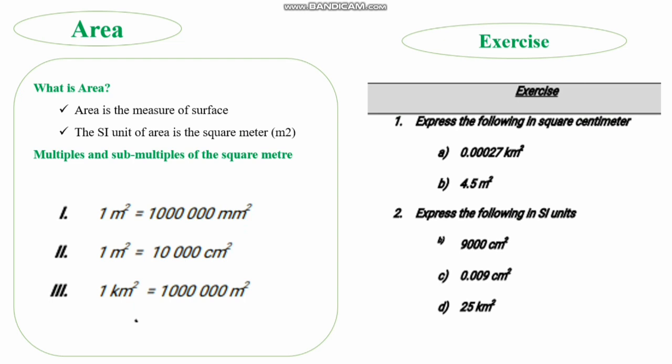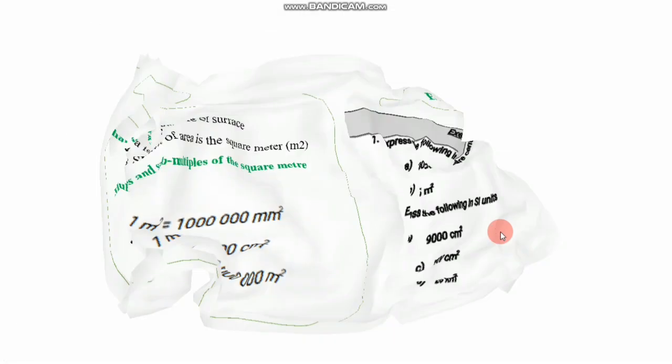The second one requires you to express the following in the SI units. Given that it is area, the SI unit of area is square meter. That means that everything is supposed to be converted to square meter. So you convert 9,000 square centimeters to square meter and the rest.